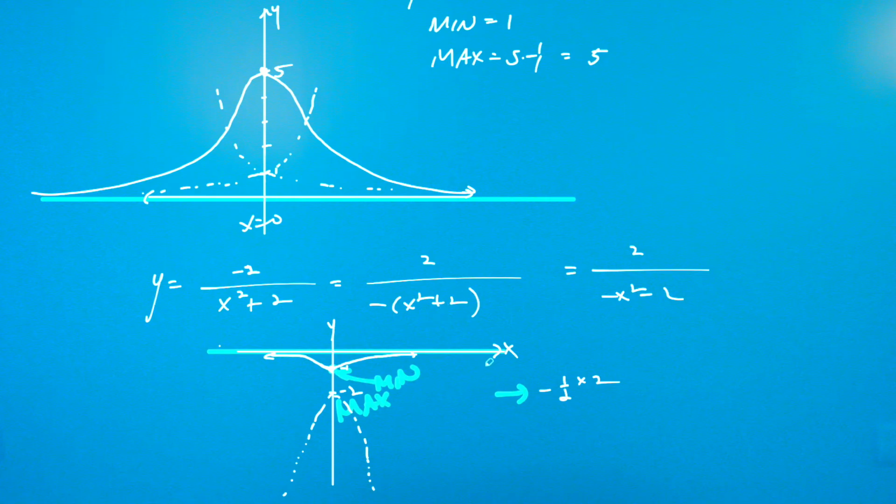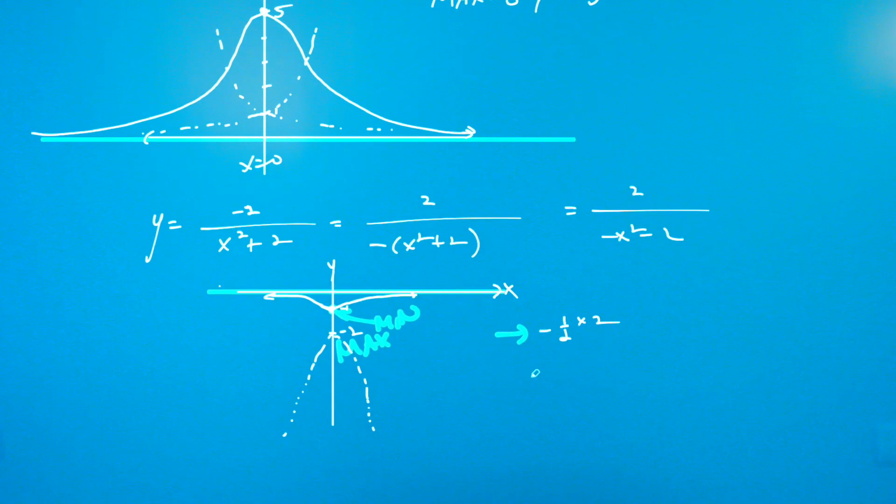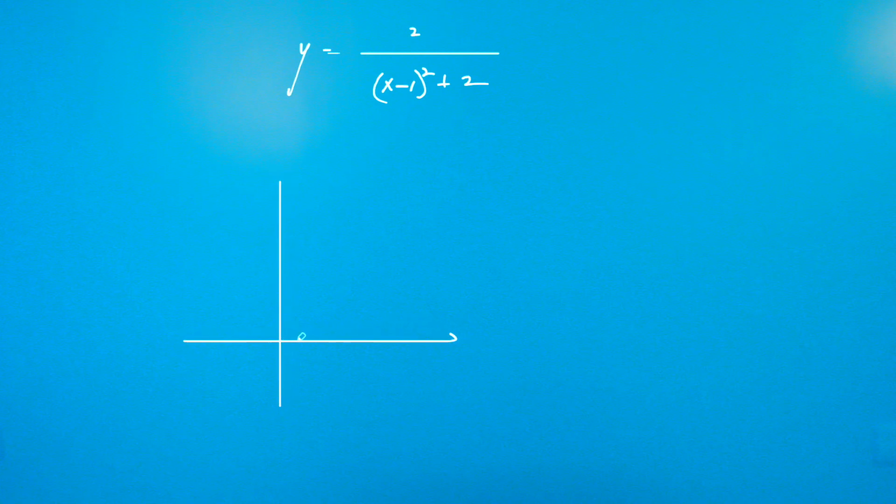All right. Let me do one more. Let's sketch the following: 2 over x minus 1 squared plus 2. Okay, so this one at the bottom here, it's a parabola. The vertex is located at 1 and 2. And it goes up from there. So it has a minimum, and when x equals 1, it has a minimum of 2.